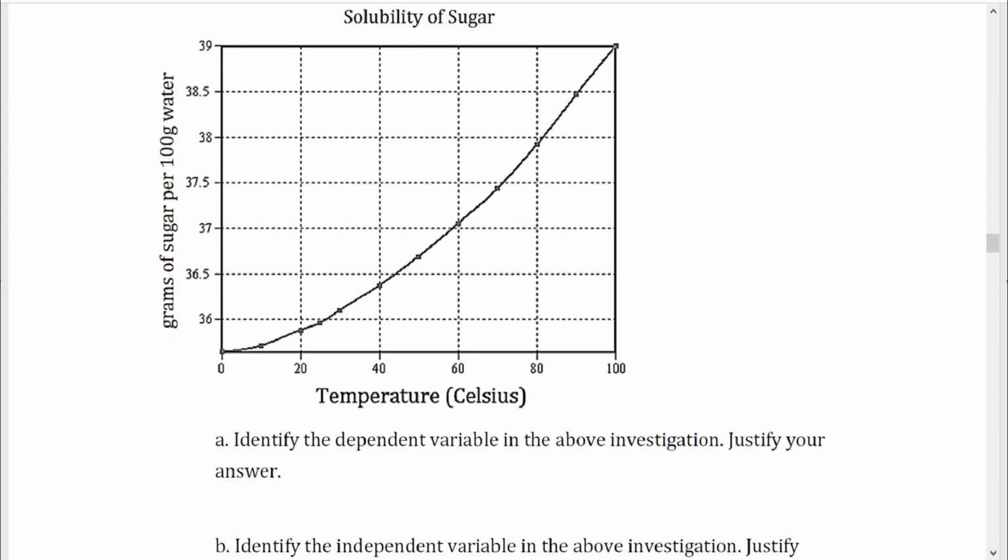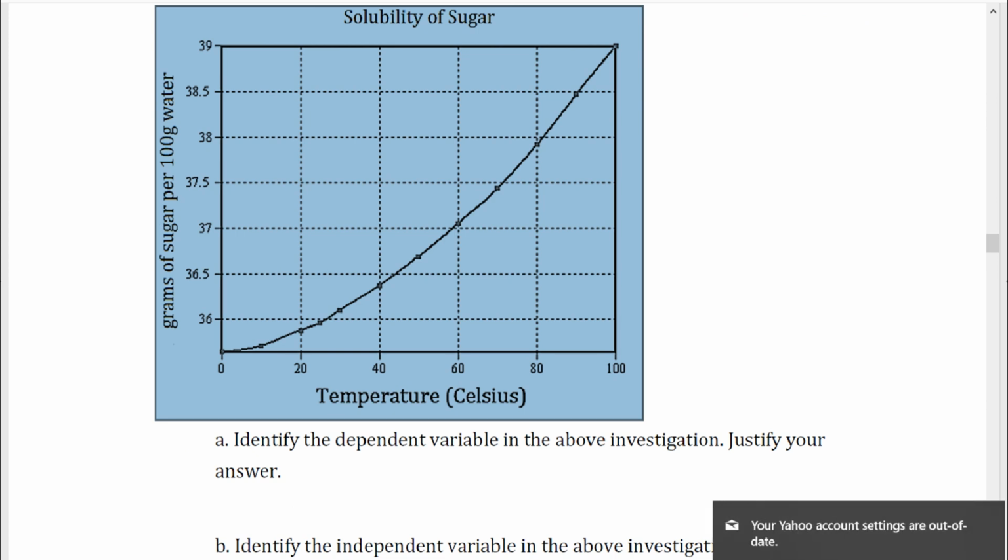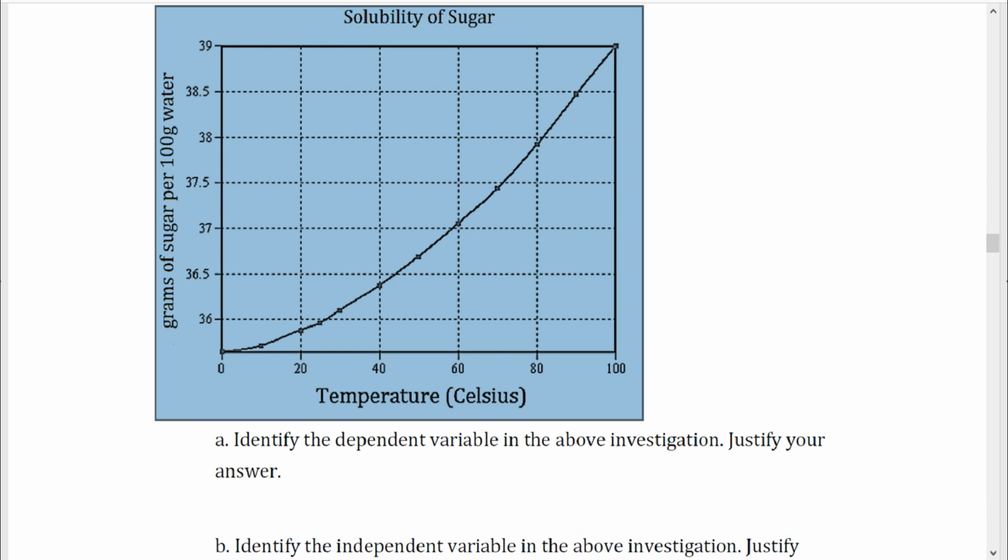You can see that the temperature is one variable, and the second variable is the grams of sugar that dissolve in 100 grams of water. The graph shows that as the temperature increases, the number of grams of sugar that dissolve in water increases. And this means that it's directly proportional, like the grams of sugar dissolved in water are directly proportional to the temperature. Or, in other words, as the temperature increases, the solubility of sugar in water increases.